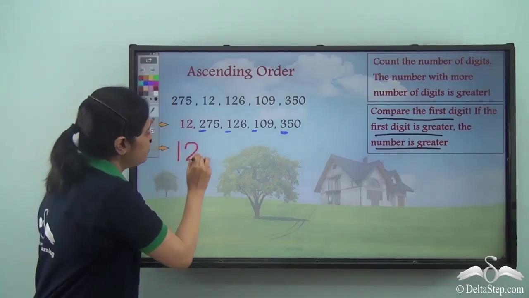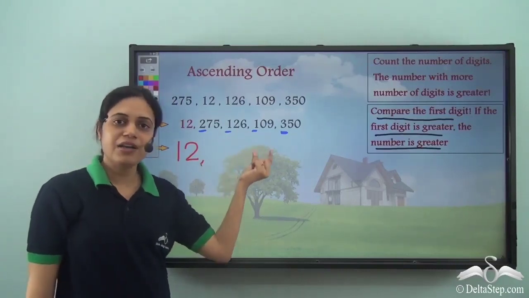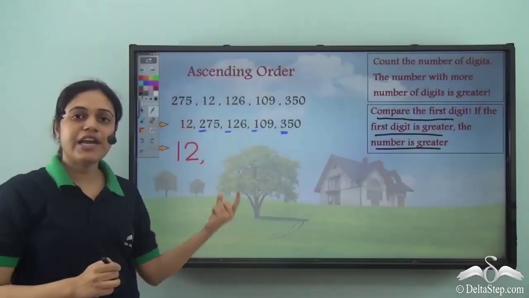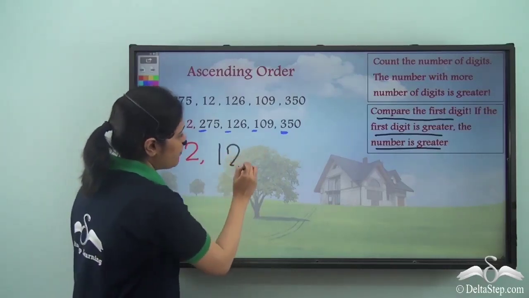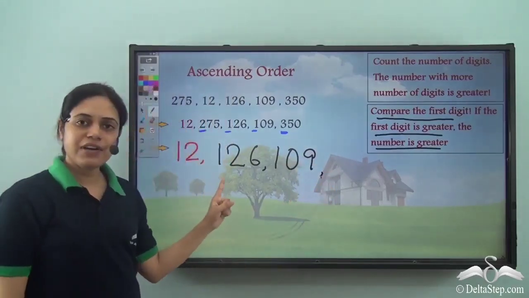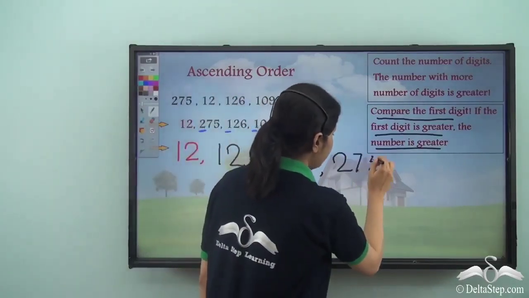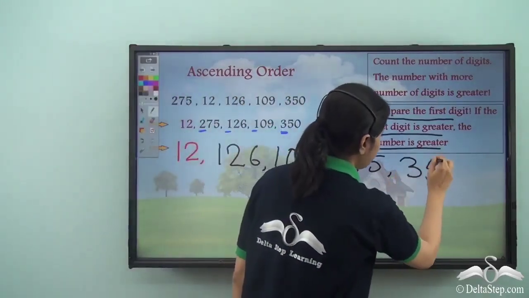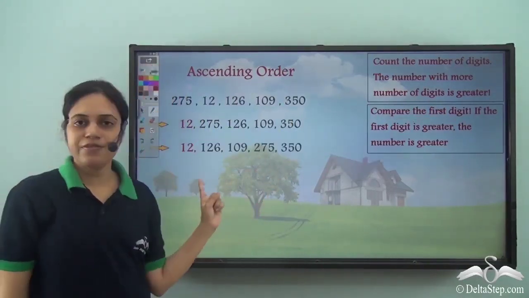So let's write down. 12 will remain as it is. Now the numbers with first digit as 1 will be smaller than the numbers with first digit as 2. So let me write the numbers with first digit as 1 first, which are 126, 109. Now after 1 we have 2. So the number starting with 2, 275. Then we have 3. So let me write down the number starting with 3, 350. So this is what we have.